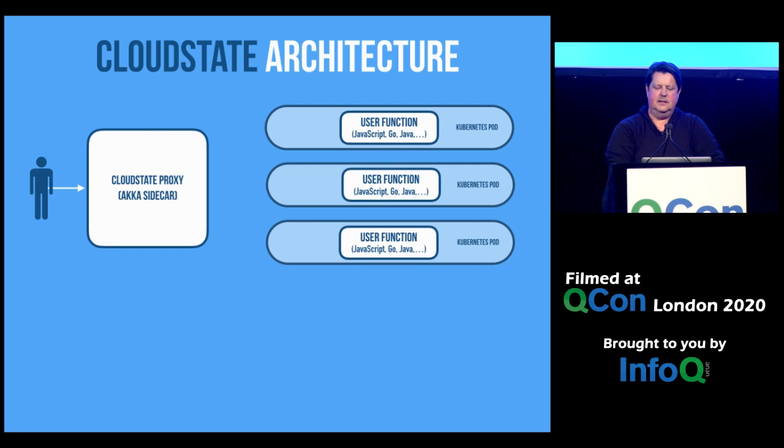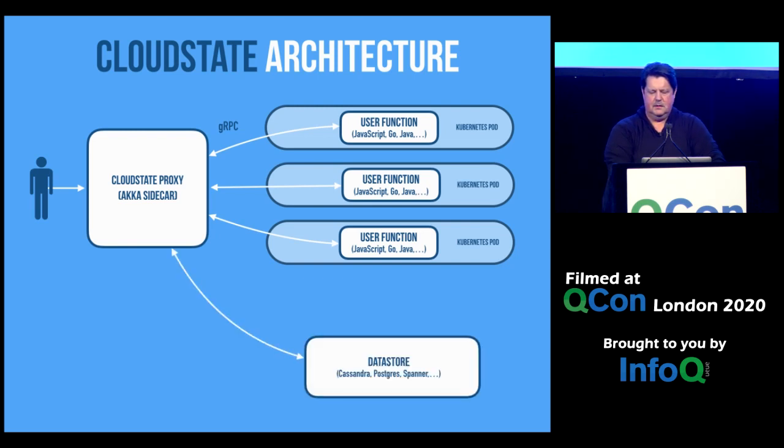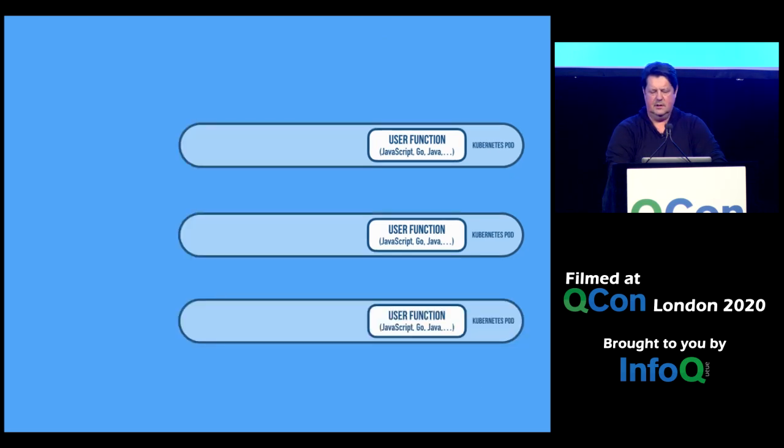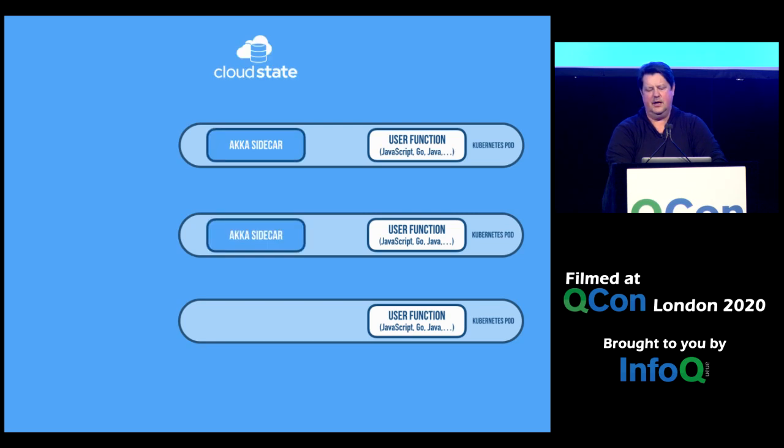So the user hits the sidecar. The sidecar connects via gRPC to the actual deployed user functions. And then the resulting data goes into the data store. It can be read from the data store, which is shared across the left and the right sides. So the user functions, as I mentioned, they're spread across these Kubernetes pods, and so are the Akka sidecars. So your Akka cluster is represented on the left.